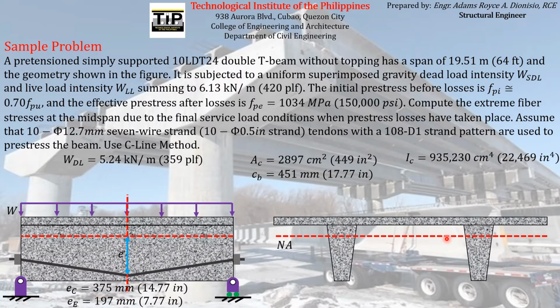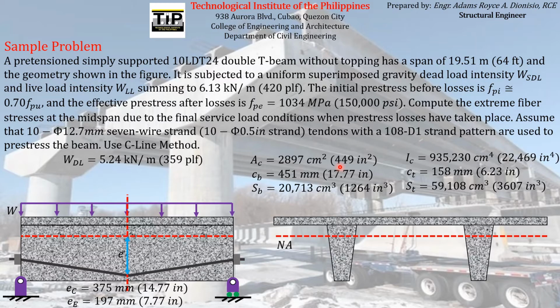Given that neutral axis, the distance from that neutral axis to the extreme bottom fiber is equal to 451 mm. And with that, the remaining distance from the neutral axis to the extreme top fiber is equal to 158 mm. And given the c and the moment of inertia, we can compute the section modulus, 20,713 cubic centimeter for the bottom fiber, and for the top fiber, 59,108 cubic centimeter. Actually, this information is given in the problem, so you don't have to compute this.